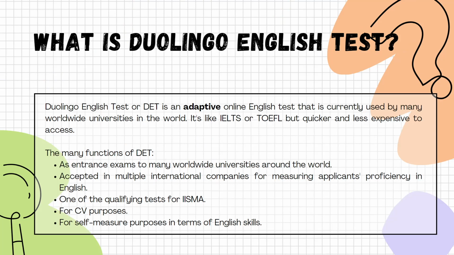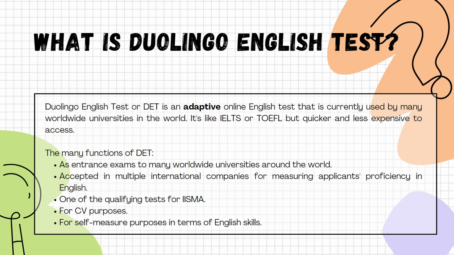It is an adaptive online English test that is currently used by many universities in the world. Adaptive meaning that it's basically judging your score or increasing the difficulty of your questions based on the correct answers that you got. For example, if you correctly answer a lot of the questions being served, then you might get harder and harder questions. But that's fine because that will be added to your score, and of course, the harder it gets, the higher the score. And it is like IELTS or TOEFL. It's basically the same type.